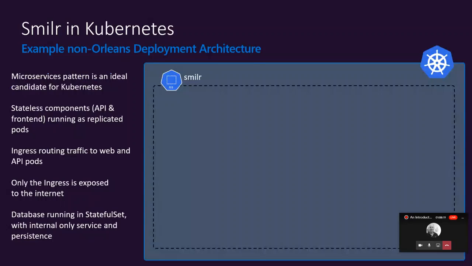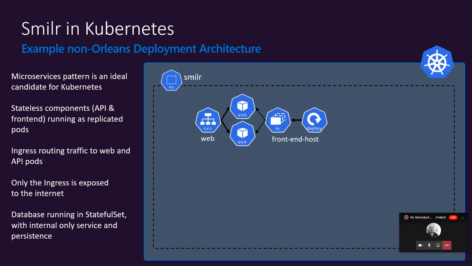So when it came to deploying Smilr in Kubernetes, this is the non-Orleans version of it, the standard version. The way it was stood up is a very common pattern. For most single page applications, or anything where there's a web component and a backend API, it will look roughly similar to this in Kubernetes. So there's a way of deploying that front end host, that hosts the single page application. That's not very heavyweight. We might want to deploy that over a couple of different pods and then expose that out to the internet using a service.